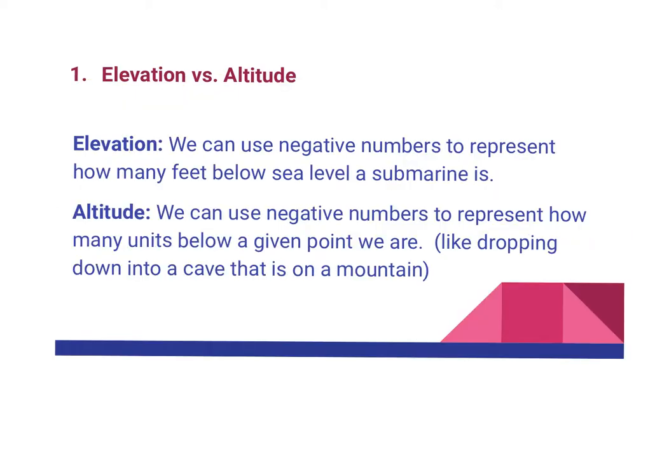So elevation versus altitude, when we're talking about negative numbers: with elevation, we will see negative numbers represent how many feet below sea level a submarine is. And again, sea level is important there. With altitude, we would be using negative numbers to represent how many units below a given point we are, like dropping down into a cave that is on a mountain. So you might still be really high above the ocean, but you're moving in a negative direction because you are going down from your given point.